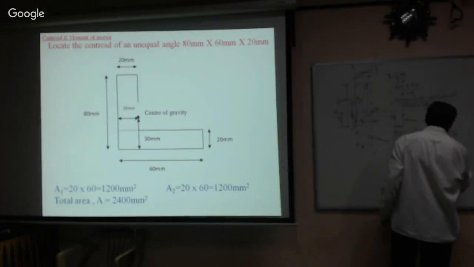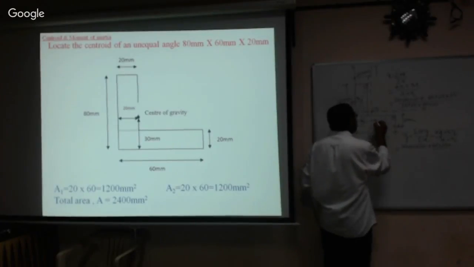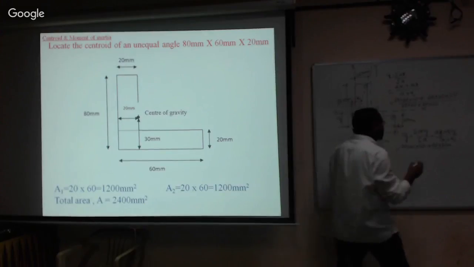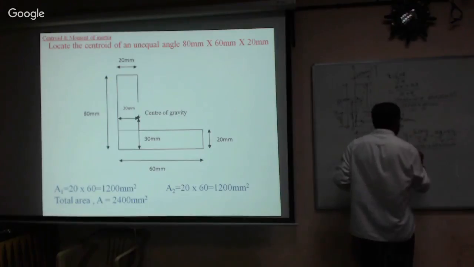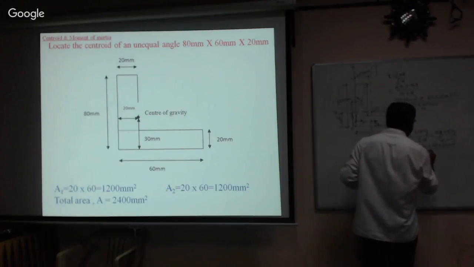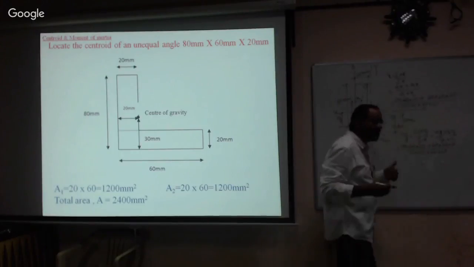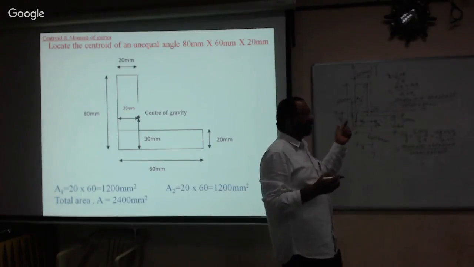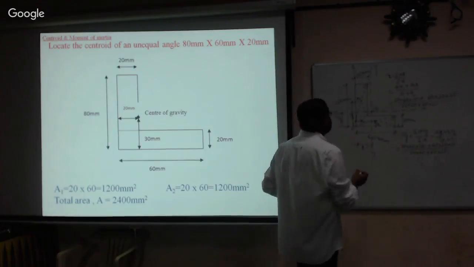60 multiplied by 20, into y2. It is y2, the centroid from here to here. Y2 is equal to 10. The whole thing is divided by 20 into 60 plus 60 into 20. That is the end of the story. This is how we can calculate the centroid. Now straight away we can write the answer.